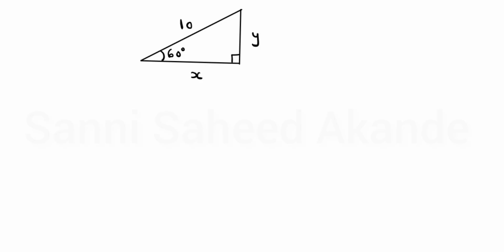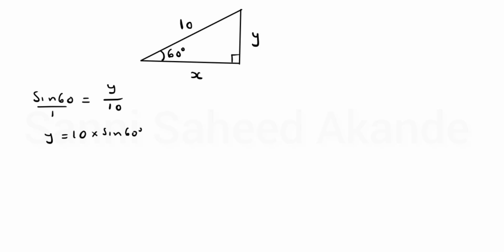So the trig identity that will capture y and 10, that is the opposite and the hypotenuse, is what? It is sine. Sine 60, sine is opposite over hypotenuse. So opposite is y over hypotenuse, which is 10. So if you cross multiply, you have y is equal to 10 times sine 60 degrees.